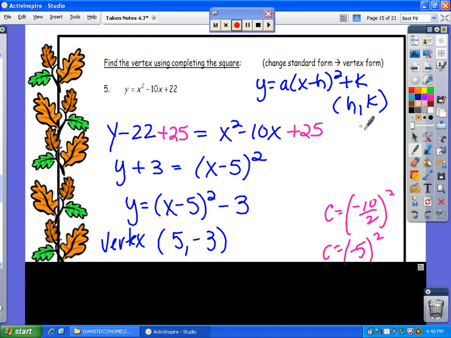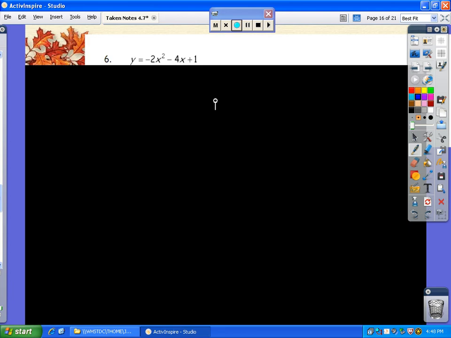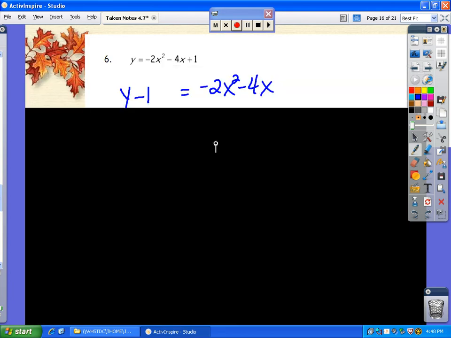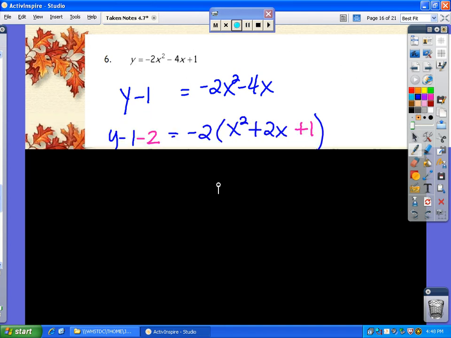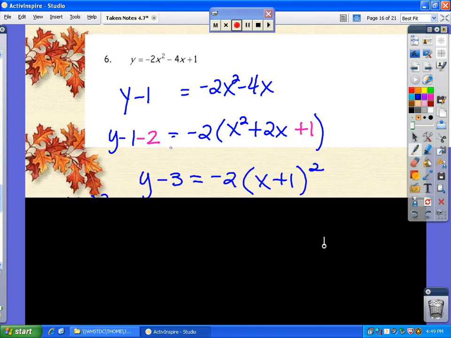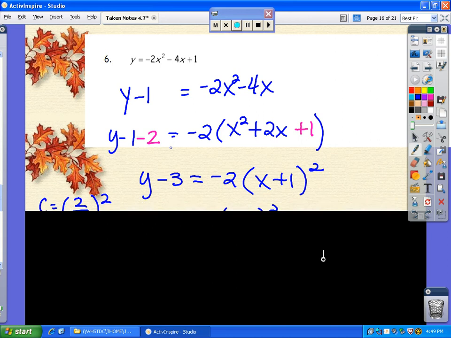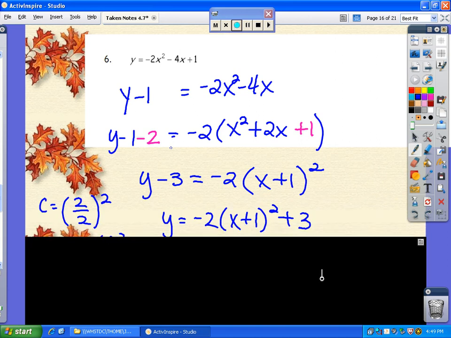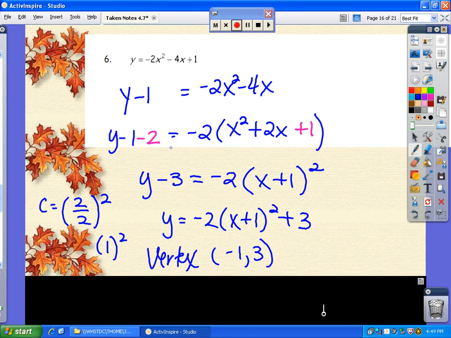A couple more examples. Alright, here's our original. Move the 1 to go with the y. Because we have a lead coefficient with our x squared, we need to factor out a negative 2. Alright, what's in pink is where I completed the square. So half of 2 is 1, squared is 1. But because I factored out a lead coefficient, I've got to multiply negative 2 times 1 and get negative 2. Factor the trinomial. Move the 3. Now it's in vertex form. So our vertex is negative 1, 3.